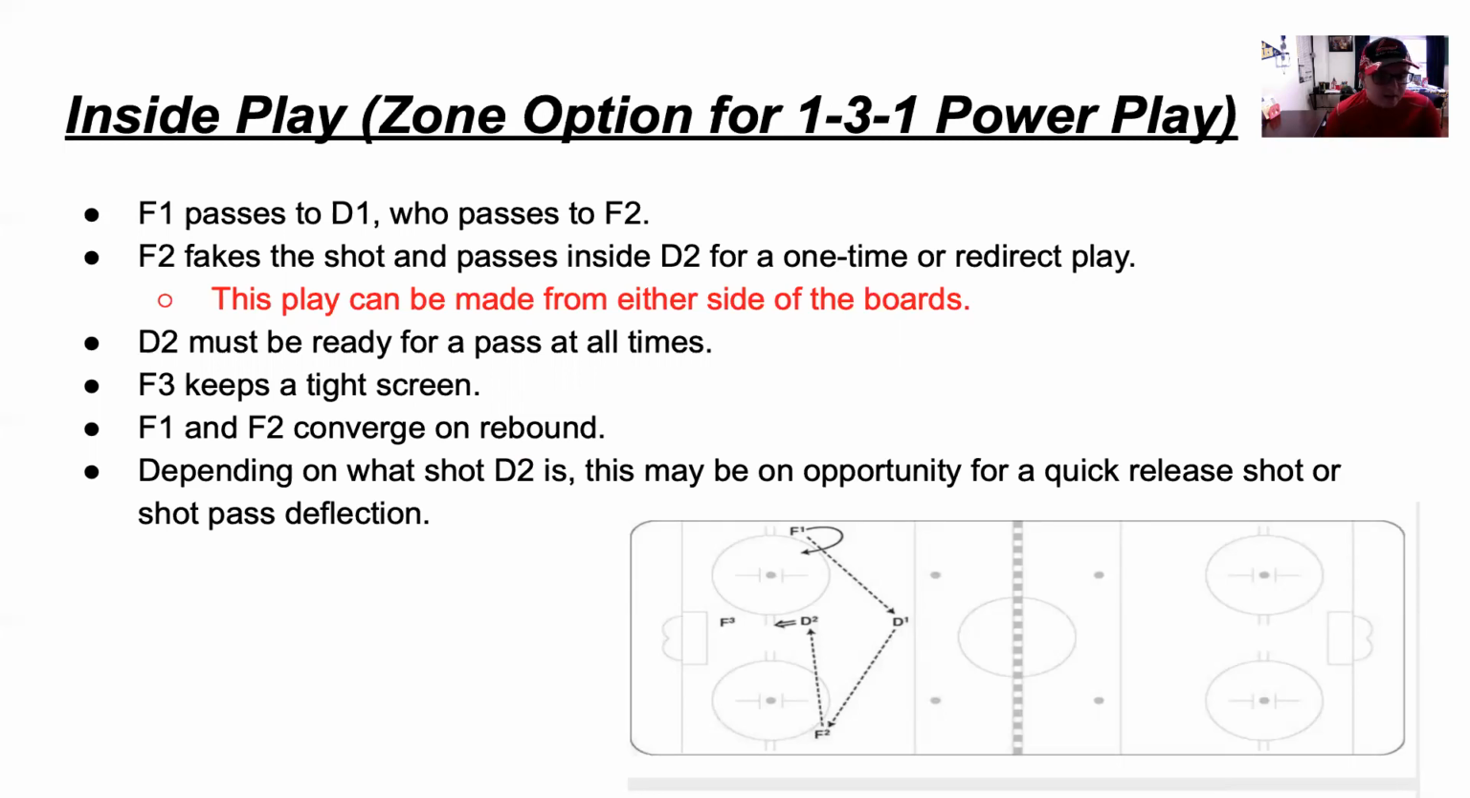F3 keeps a tight screen. F1 and F2 converge on the rebound. And depending on the shot, D2 is either a righty or lefty. This may be an opportunity for a quick release shot or a shot pass deflection.